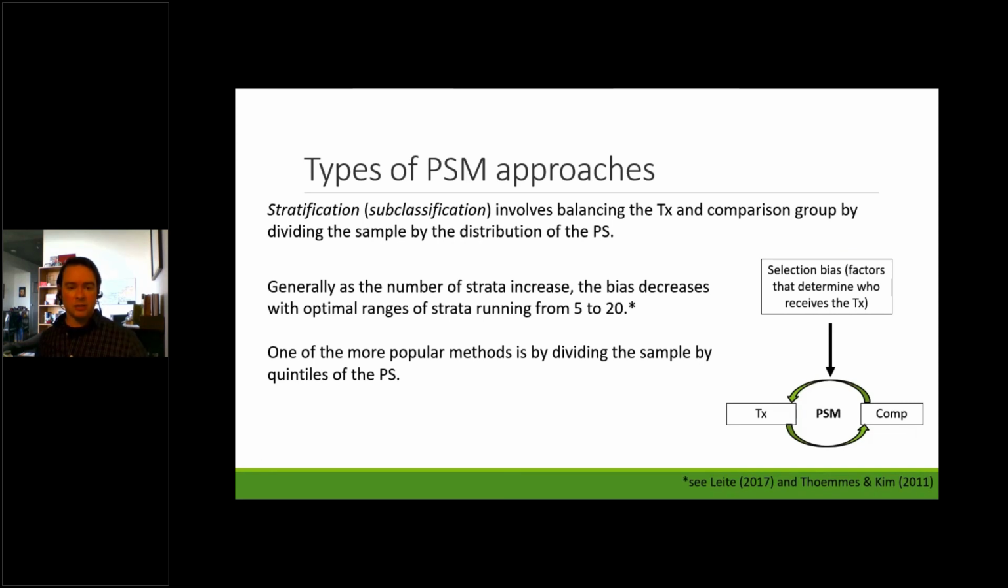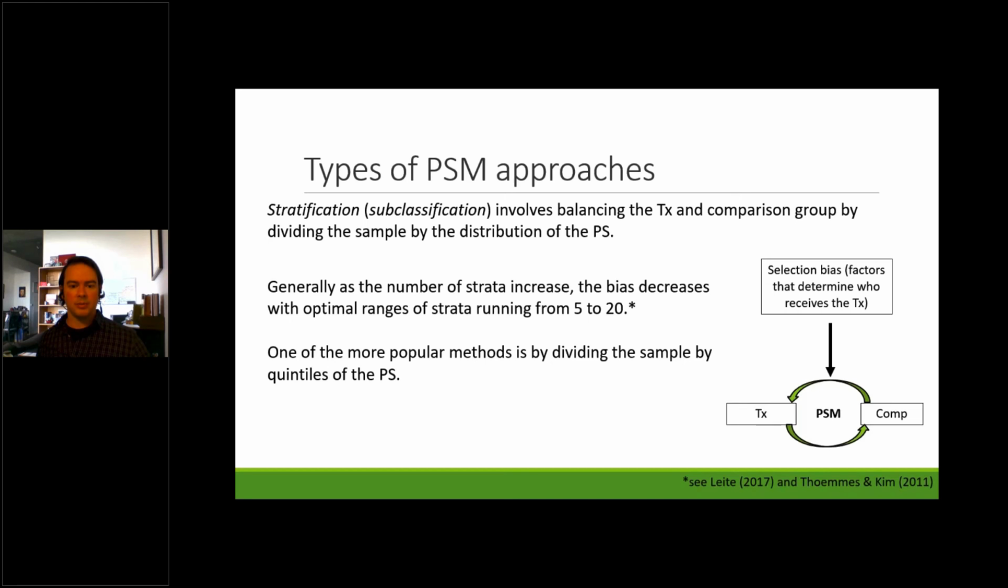Beyond matching, there's stratification, otherwise known as subclassification. Stratification is somewhere between matching and weighting, and involves balancing the treatment and comparison group by dividing the sample by the distribution of the propensity score. There are multiple ways to organize and divide the propensity score, but generally, as the number of strata increase, the bias decreases, with optimal ranges of strata running from 5 to 20. That was found in a study by Thomas and Kim, and highlighted in a book by Leach.